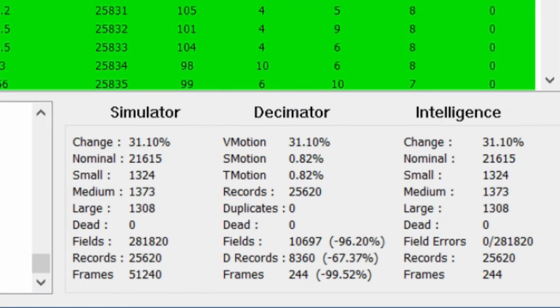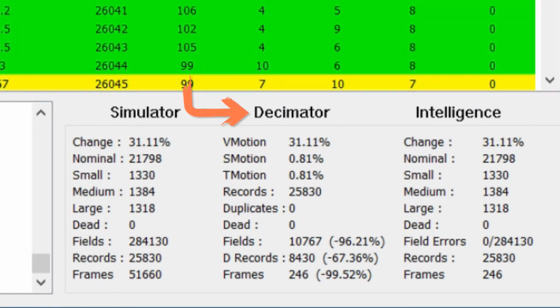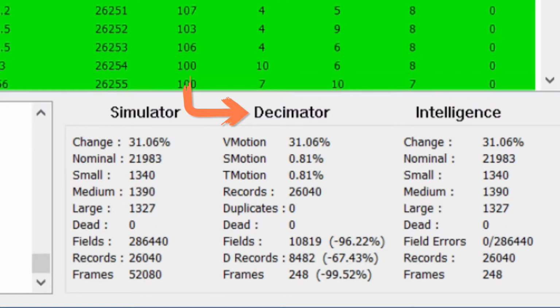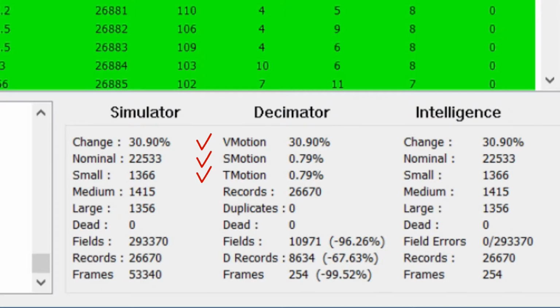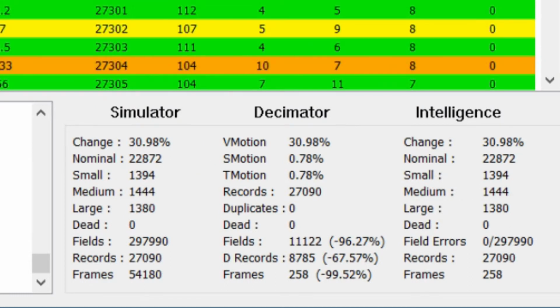But let's take a look at the next column and see nature's solution. These are the numbers for the motion decimator. The decimator converts all the two-dimensional records and data fields into motion. These first numbers represent the different types of motion that the decimator is detecting. It is currently tracking value, sequential, and time motion.